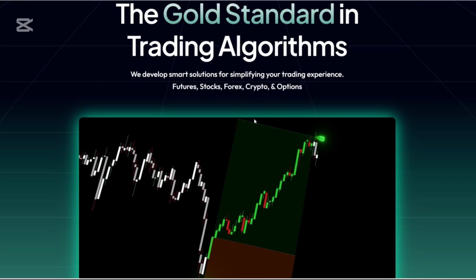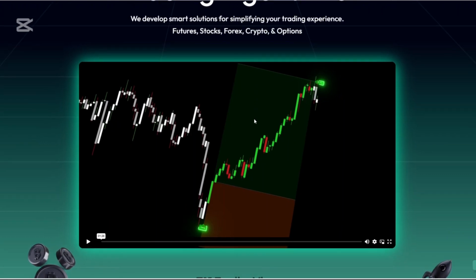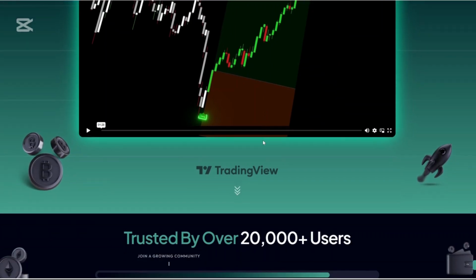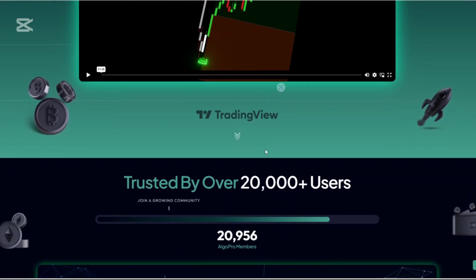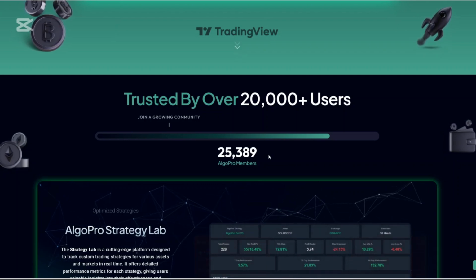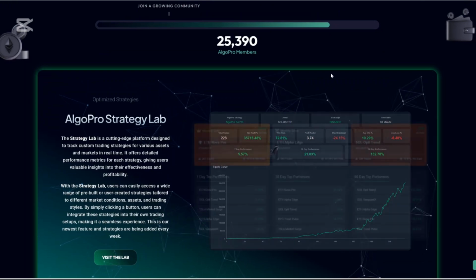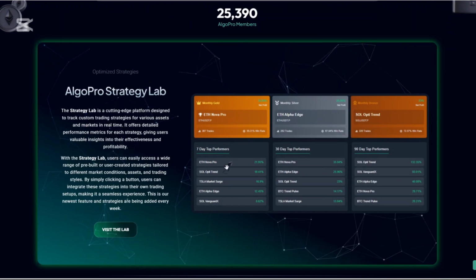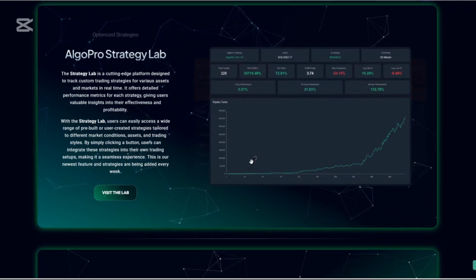AlgoPro was created by a team with over 20 years of trading experience, and their goal is simple: help traders get real, actionable signals without being overwhelmed. AlgoPro offers a streamlined TradingView suite with more than 70 indicators under the hood, all wrapped into a system that's easy to use and responsive to market conditions. They've got tools like their Strategy Lab, where you can test different strategies in real time. Plus, their VIP Discord community is filled with curated insights and alerts from professional traders.